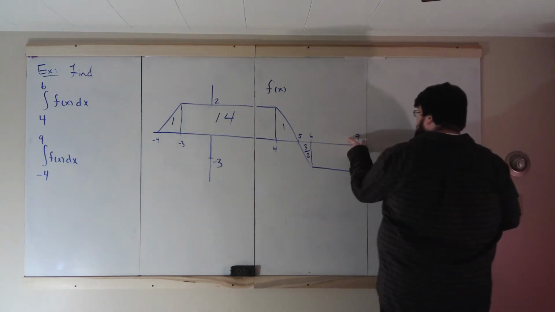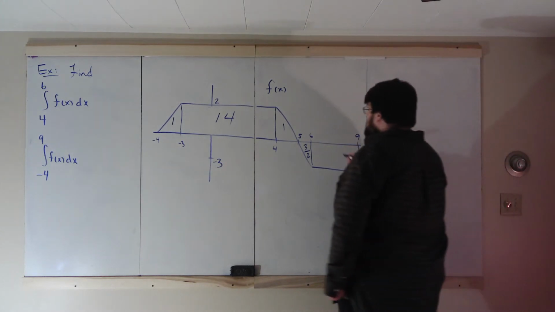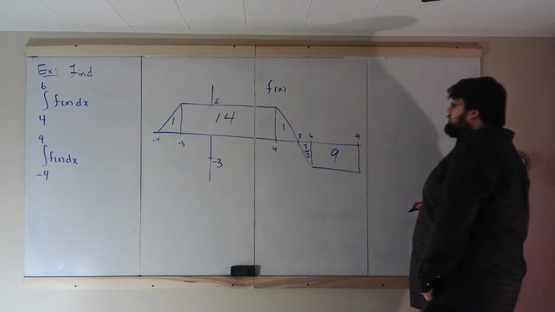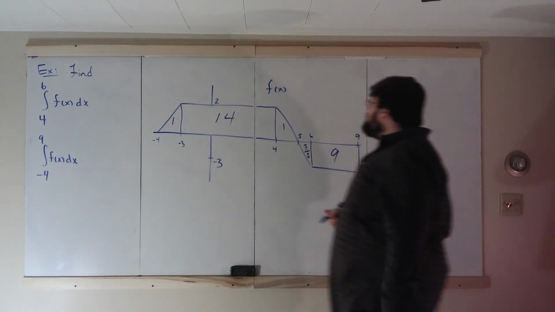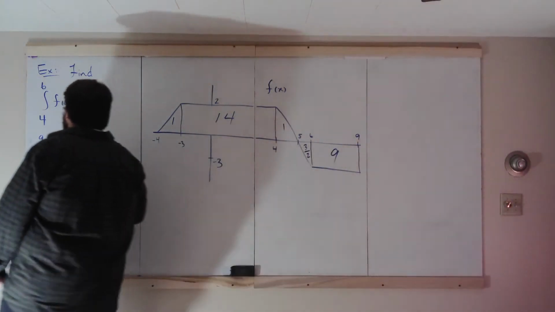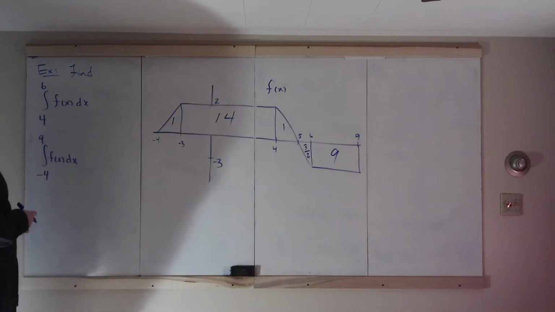And how about this last rectangle? Well, it's 3 by 3, which is 9. So that's actually a square. So we have all these areas. Now we just have to interpret them properly using that previous remark.